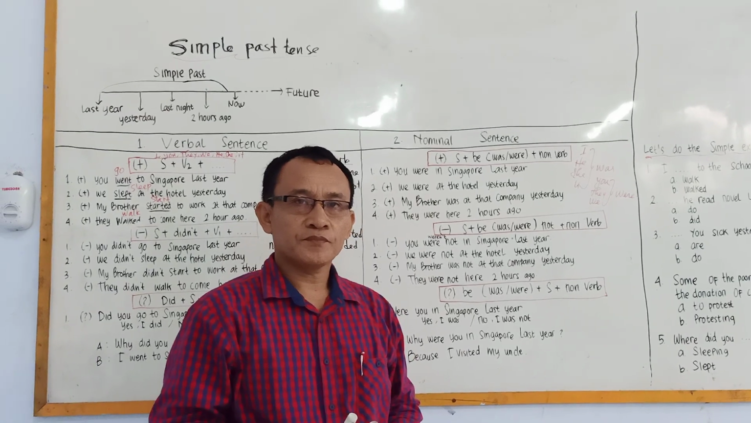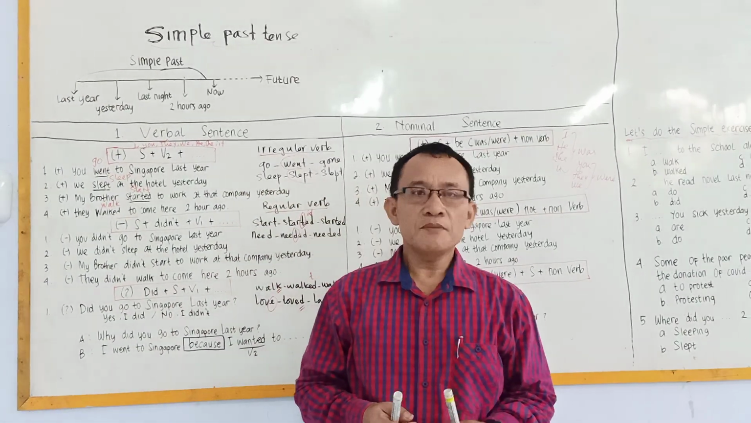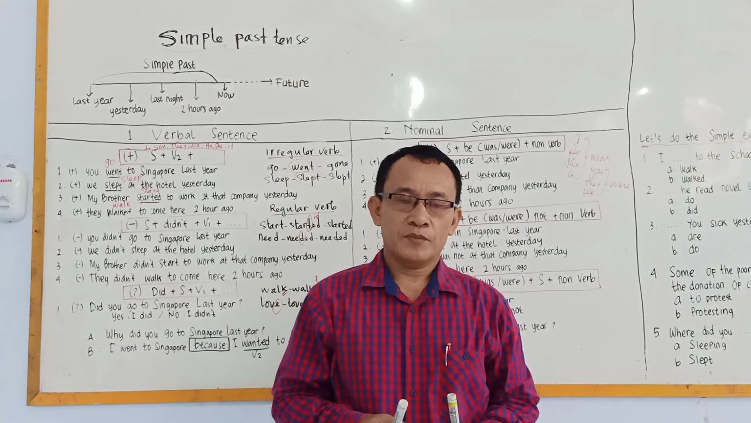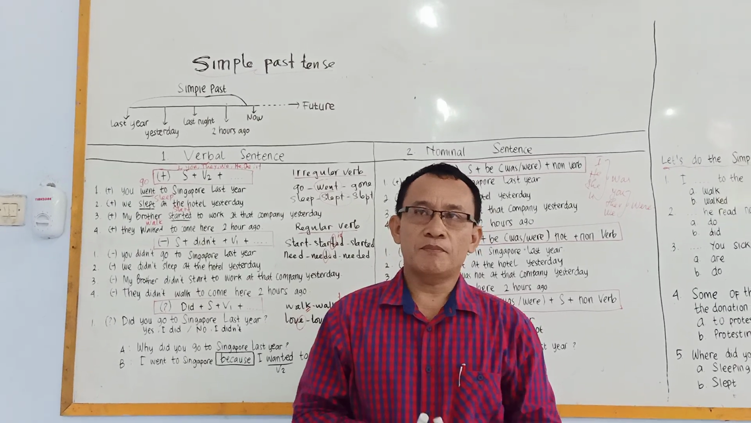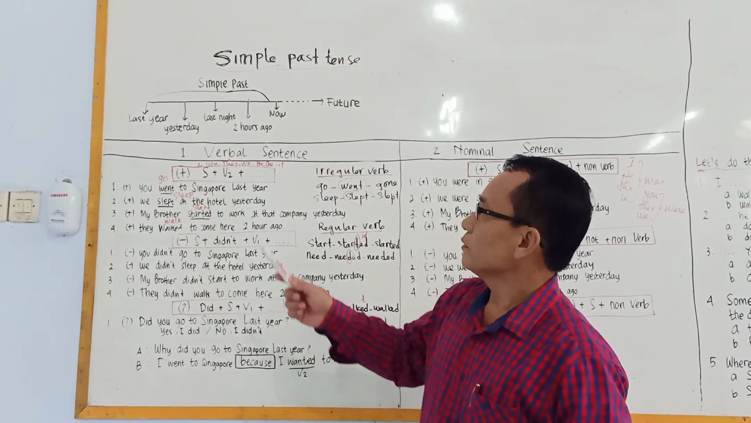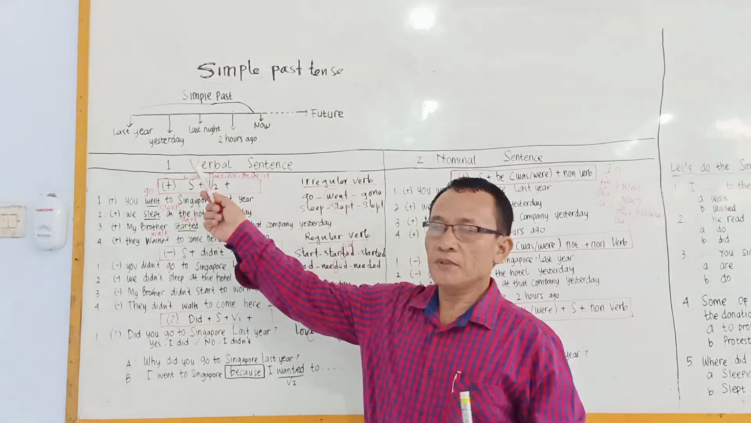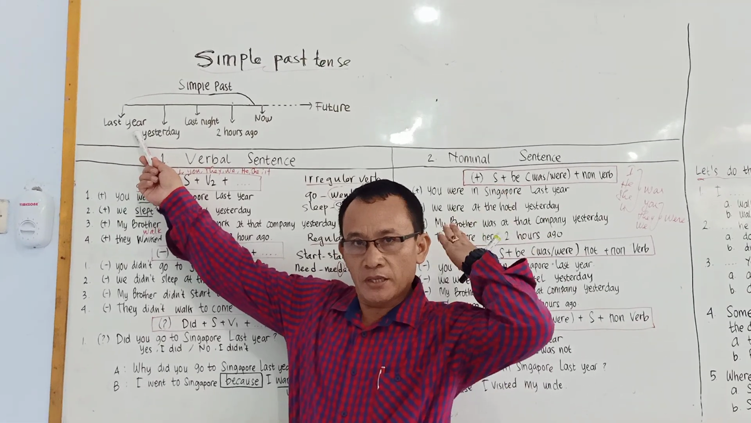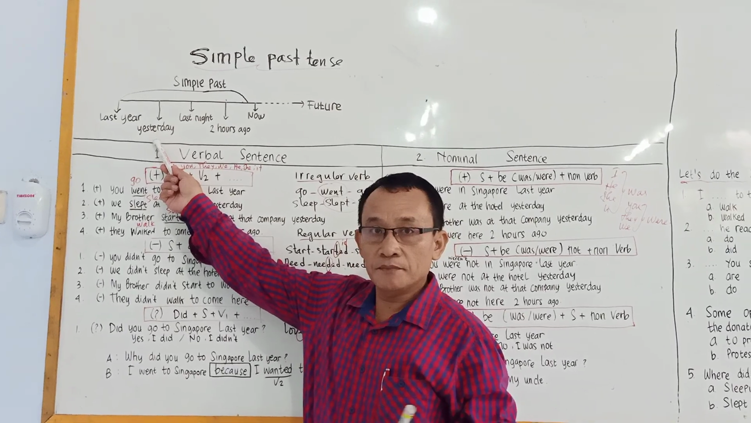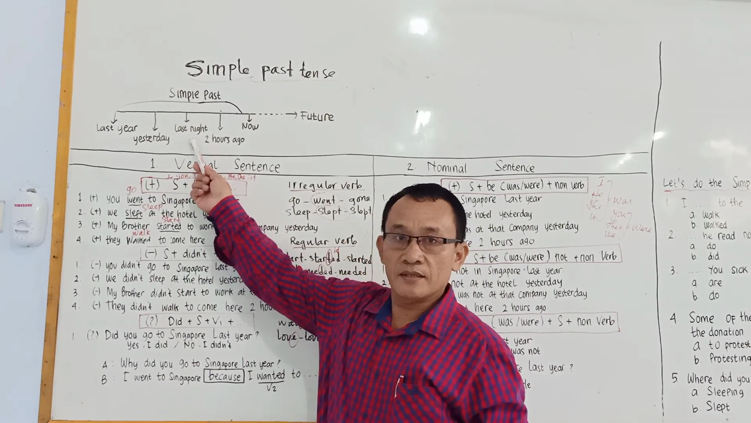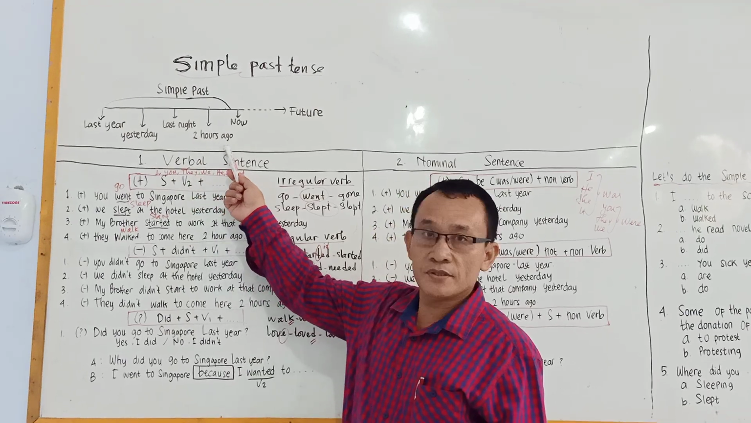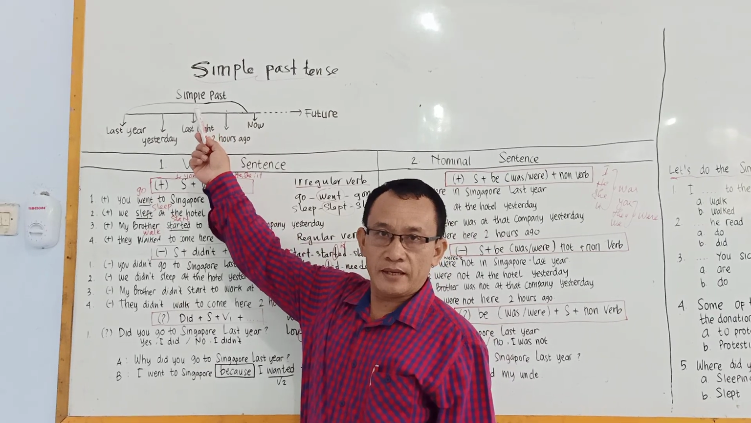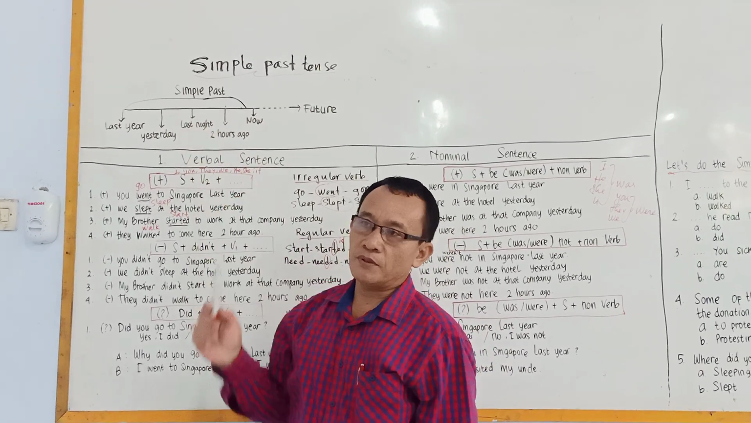Okay, students? If you want to know about the simple past tense, the first thing you have to remember is the adverb of time. Adverb of time in simple past tense. Number one, last year, already passed. Yesterday, last night, 2 hours ago. Those are simple past tense adverbs of time.